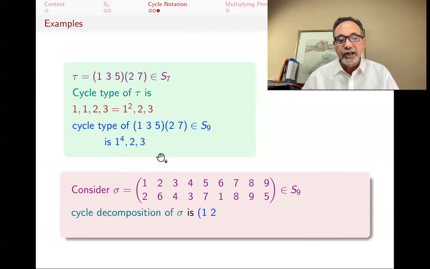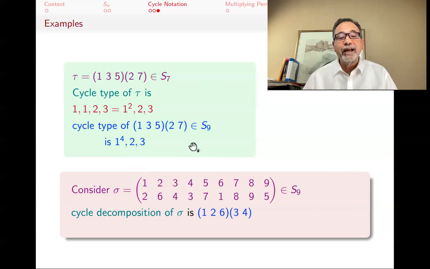2 goes to 6, so 2 goes to 6. Where does 6 go? So now I go over here, 6 goes back to 1, so I close my parentheses. What's the first thing that I haven't taken care of? It's 3. Where does 3 go? 3 goes to 4. And where does 4 go? 4 goes back to 3, so you close the cycle.